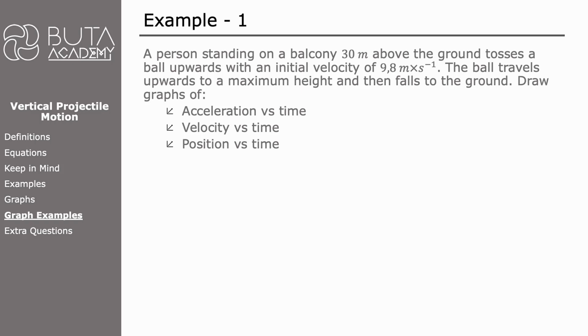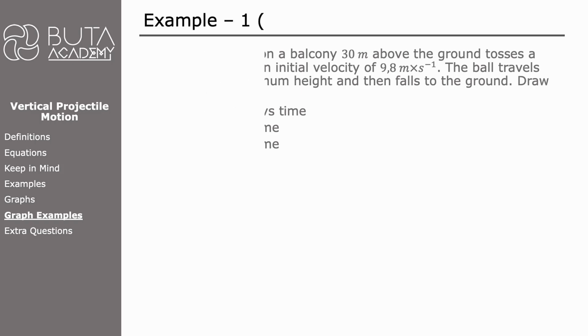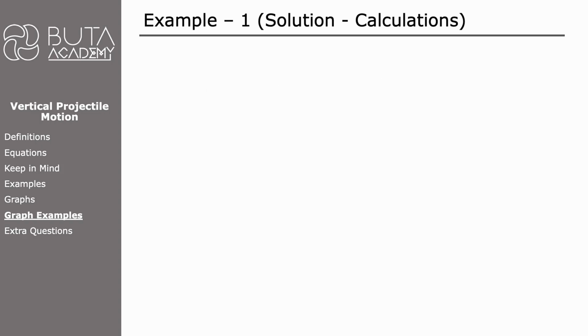Even though it is not specified in this example, in exam questions, while drawing the graphs, it is required to indicate certain points on it. We can start by calculating the time it takes the ball to reach the maximum height. During these calculations, we will accept upwards as the positive direction.